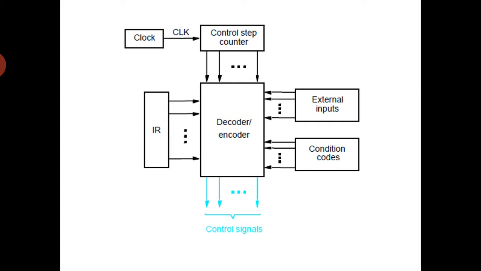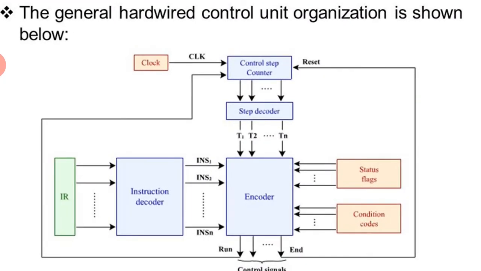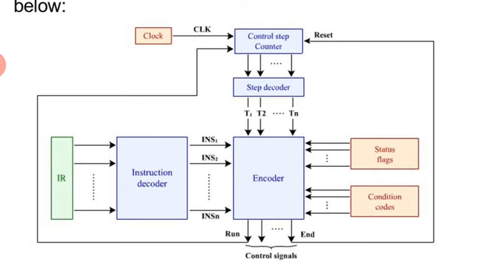Now, an insight into the structure of the control unit. This is a simplified view of a hardwired control unit. Here we have the decoder/encoder block. This decoder/encoder block is a combinational circuit that generates the required control outputs depending on the state of all the inputs of the decoder/encoder block. By separating these decoder and encoder functions, we get this one. Here the decoder and encoder blocks are separated.